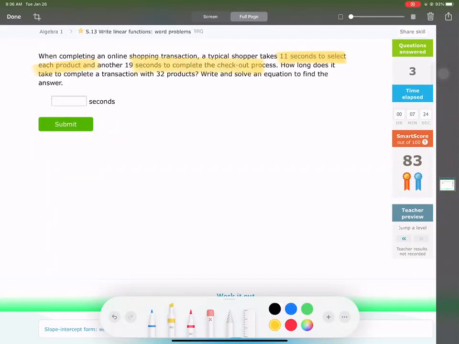So are we going to check out multiple times or just check out once? Are we going to buy multiple products or just buy one? And in this case, it looks like we're going to buy multiple products, right? But we only have to check out once. Once you have all those things in your cart, great.